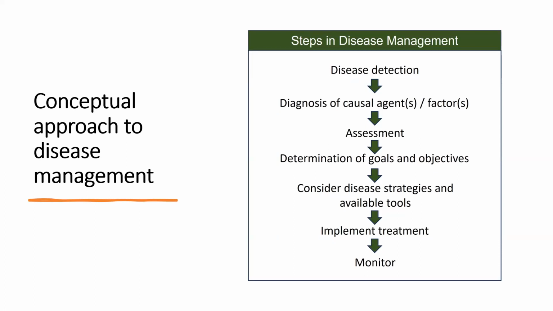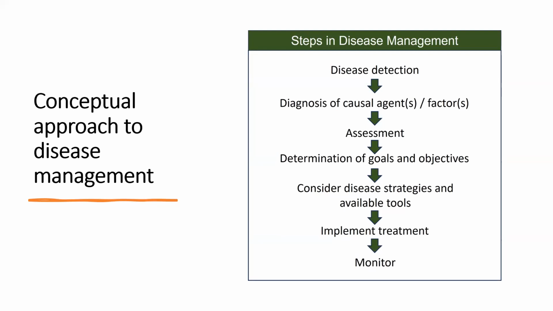And then if some type of management action is desired, it's always good, but not always done, to have some well-defined goals and objectives of individual actions, or if it's a coordinated program, what are the goals in disease management? And then consider the different disease strategies known to work for that particular disease and the available tools. There's a lot of things that go in with that, of course. How effective are they? How practical are they to use? How costly are they? Can you get into a stand with it? Things like that. So once those tools and strategies are chosen, then the treatment is implemented.